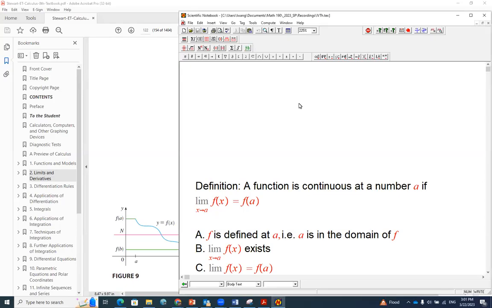Hello, everyone. In this lesson, I wish to cover the intermediate value theorem. This is a very important theorem in calculus. Okay, so I just type the name of the theorem. For short, this theorem is called IVT.